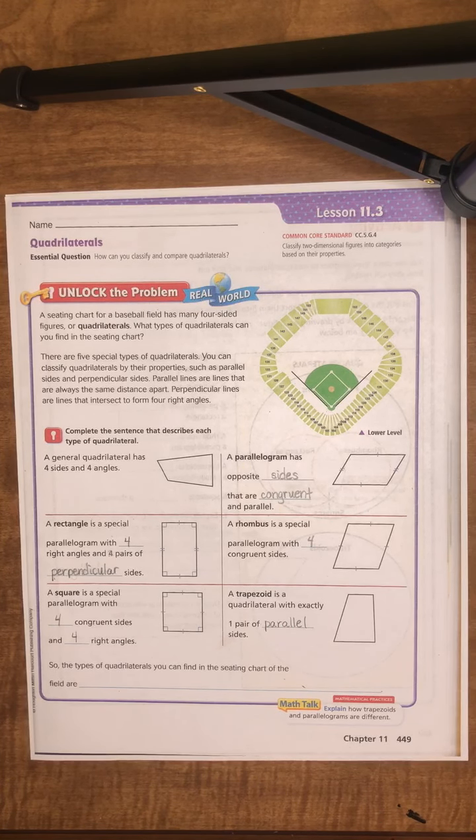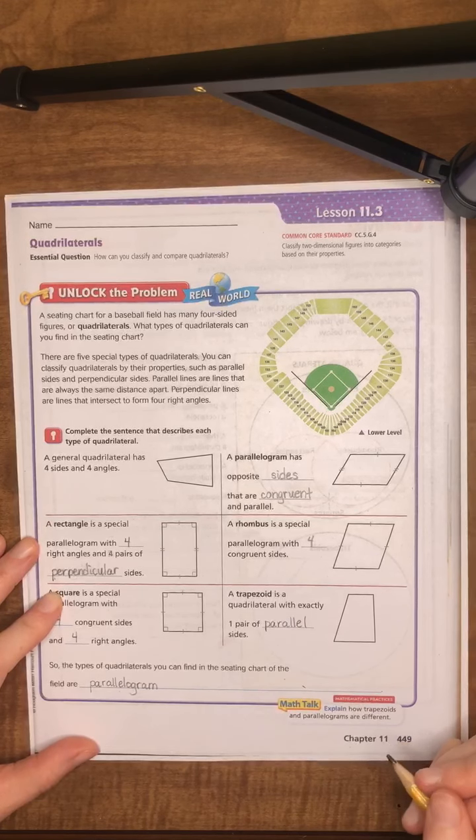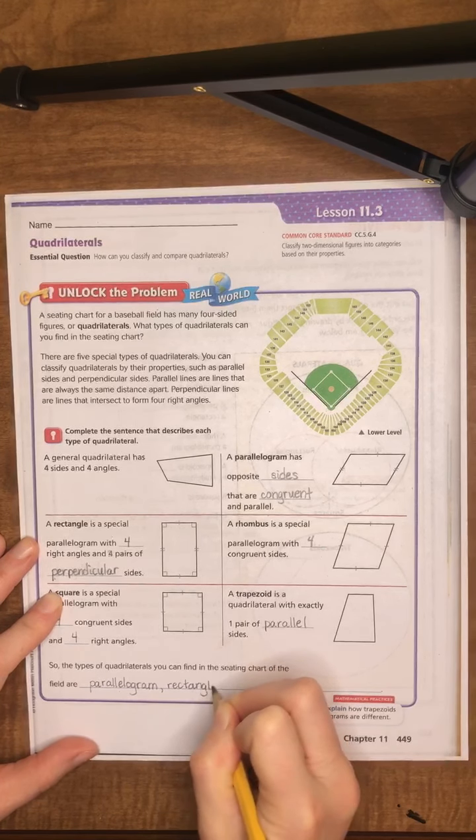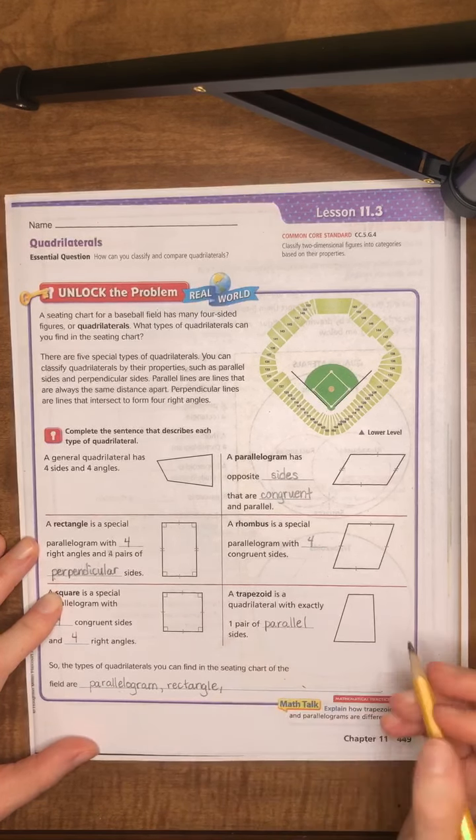So the types of quadrilaterals you can find in the seating chart of the field, honestly, I feel like is a little bit interpretive, but I would say there are probably parallelograms. I don't know if I see any of them having equal spacing. There may be a few that are rectangles, and a couple that are trapezoids.